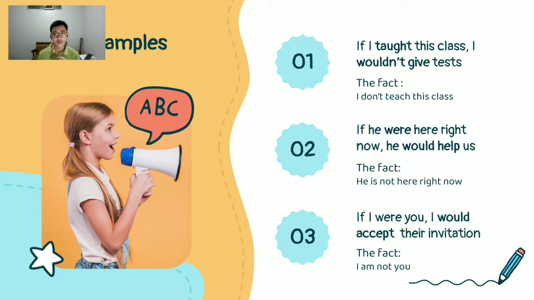Number two is if he were here right now, he would help us. The fact is he is not here right now. So we can conclude the sentence is contrary to fact. Number three, if I were you, I would accept their invitation. The fact is I am not you. So we can conclude sentence number three is contrary to fact.